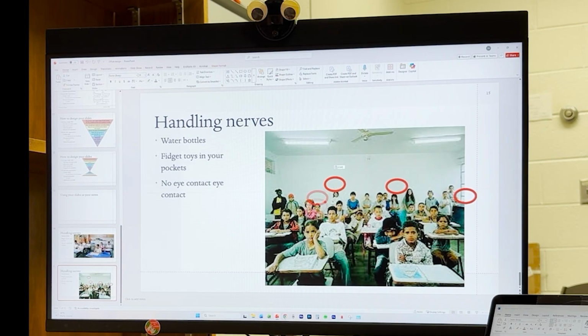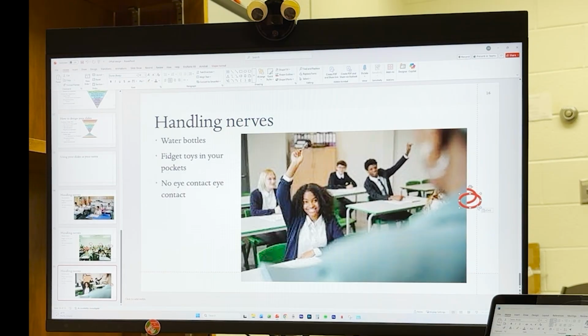Let's even say this person's wearing a bright pink shirt. That's very noticeable. I might look at that bright pink shirt. This student thinks I'm looking at them, this one thinks I'm looking at them, that one thinks I'm looking at them. Lots of people think I'm making eye contact here when I am looking at a shirt.